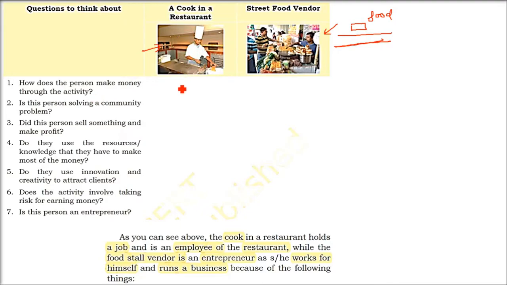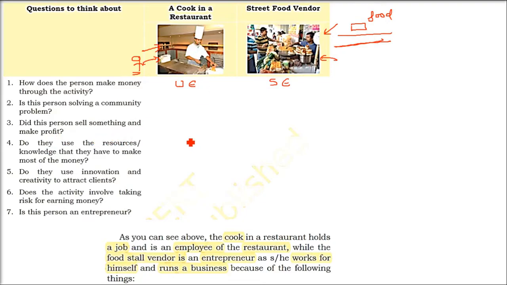First is, how does the person make money through the activity? So the cook will be getting wage employment, say bi-weekly or in a month. And what about the self-employed? Because he's self-employed, he's going to get money on his own. Right? He's earning by himself. Now, is this person solving a community problem? No. A cook is not solving a community problem. The person who has employed him may be solving the community problem. But a street food vendor is actually solving the problem of the community, because he may be making something very different. Some good taste he is providing, say some parathas he is giving.